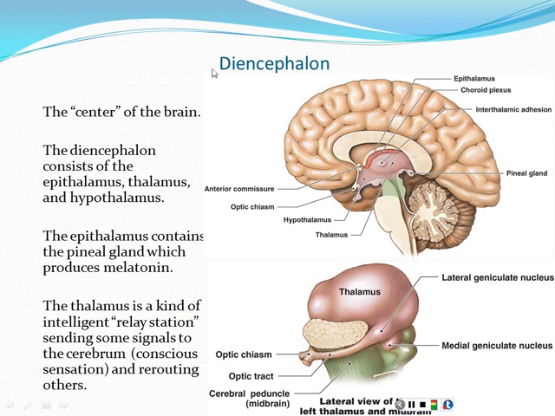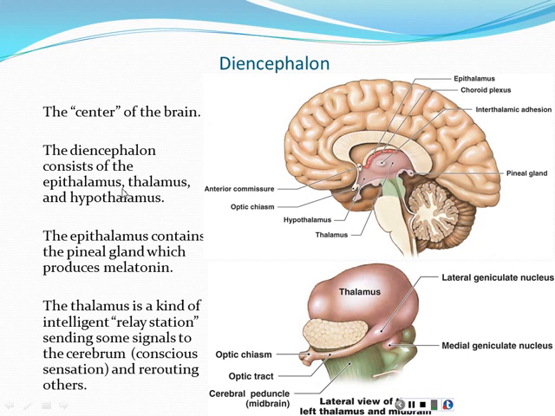Okay, so now we get up to the diencephalon. I always think of this as kind of the center of the brain, because geometrically, it kind of is. It's at the very center of the big, massive cerebrum. The cerebellum is just under it. So if you were to circle the center of the brain, what you'd end up circling is this diencephalon. And it consists of three parts.